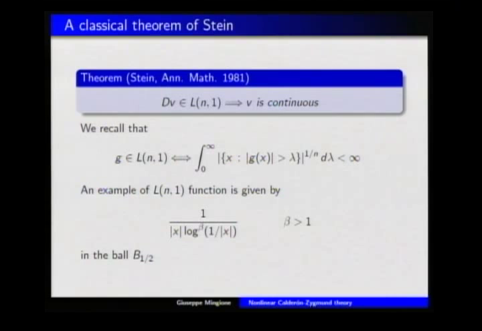An example of functions in Lorentz spaces are these ones. Instead of the powers, you go for the logs. That's it. So the second index encodes, codifies the logs.